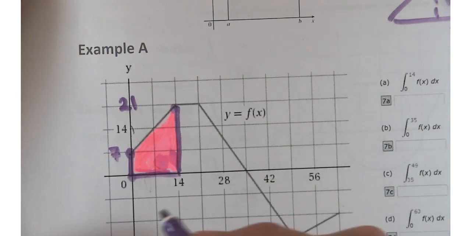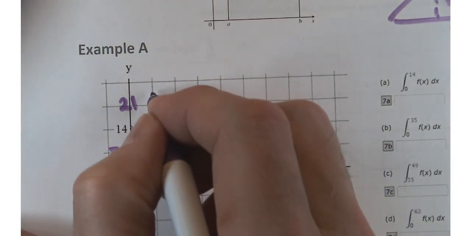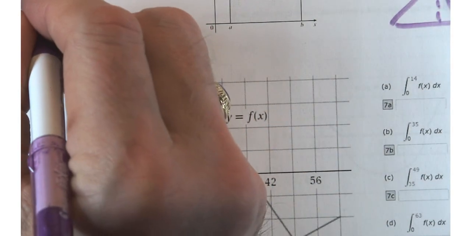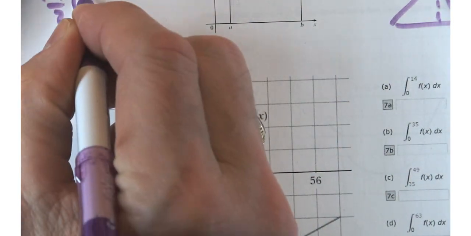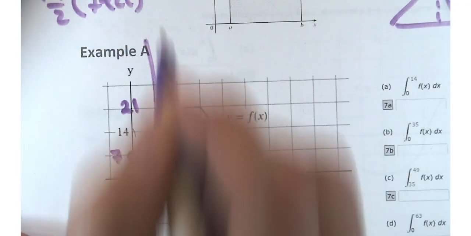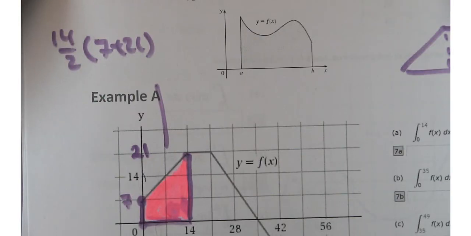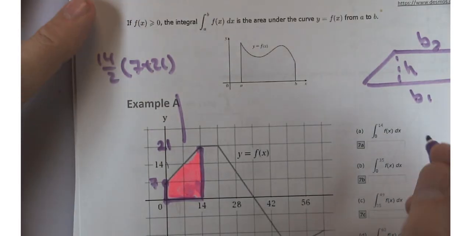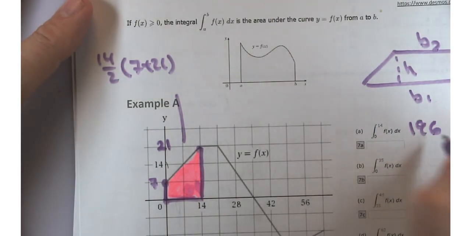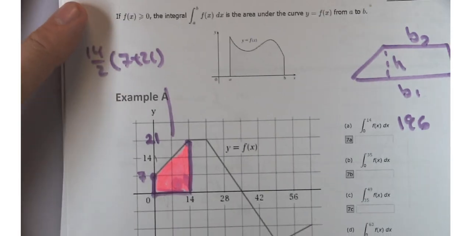So the area there, that's going to be 14 over 2 times 7 plus 21. I think that's going to be 196. Thank you. So that's our 196. Nice.